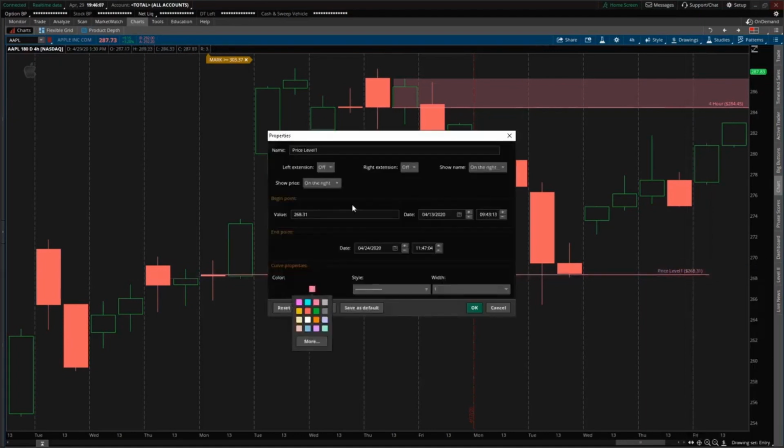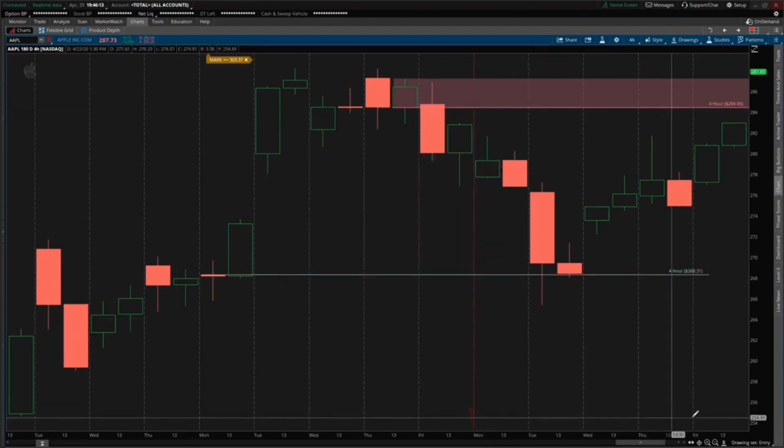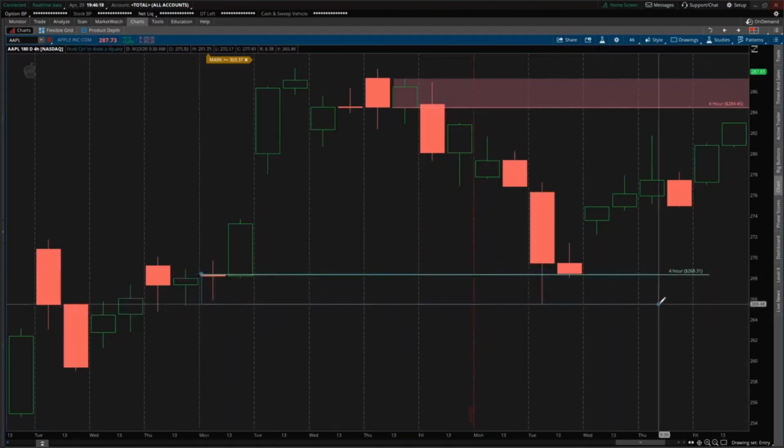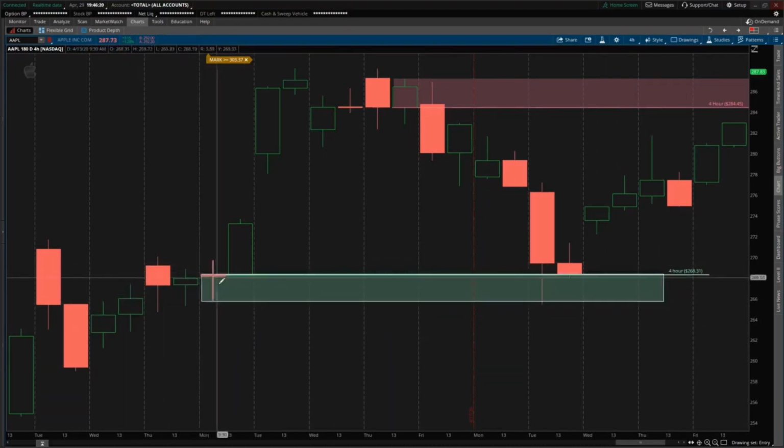So right here we have a 4-hour demand zone. I'm just going to name this 4-hour. I'm going to draw a rectangle in this 4-hour demand zone. We had a rally. We based at this candle. This basing candle is what interests me, and then we rallied up. So I'm going to extend this, and now what happens is this zone worked out, but it didn't work at the start of the zone.